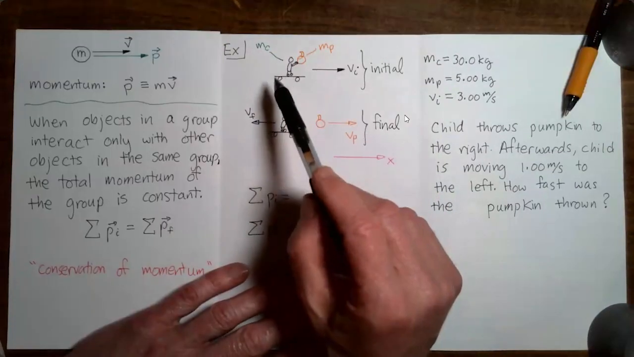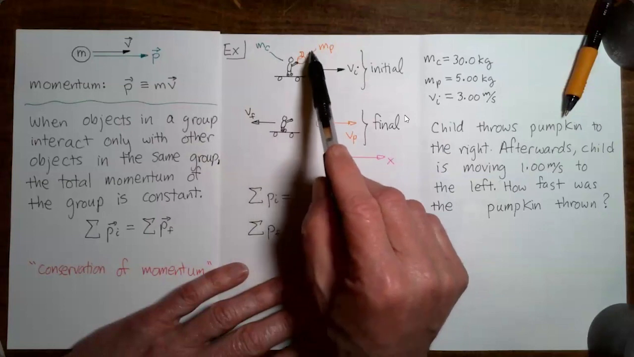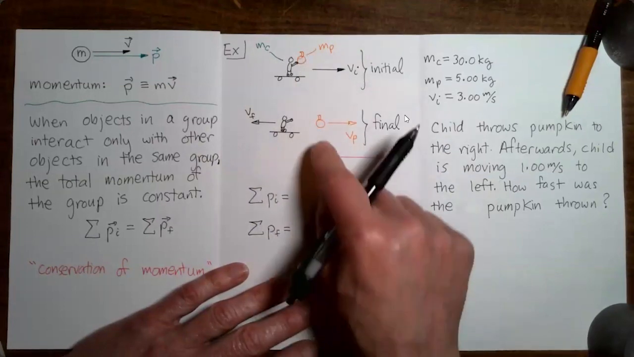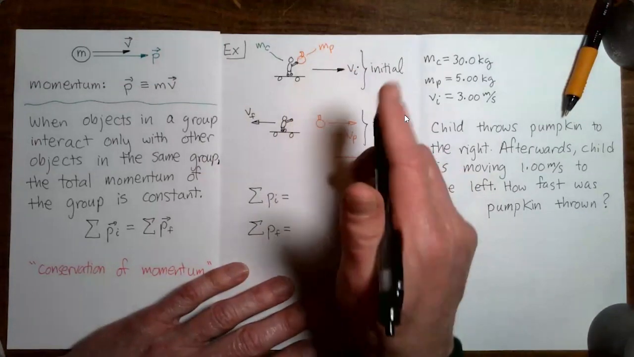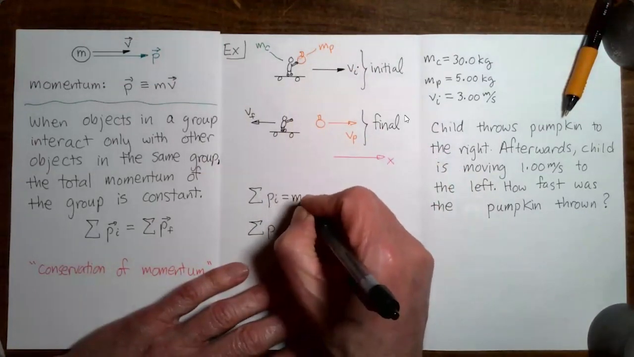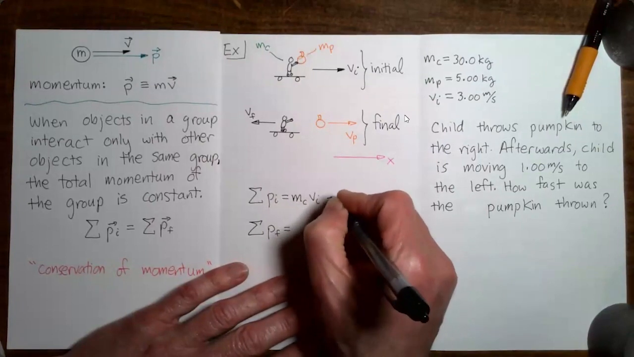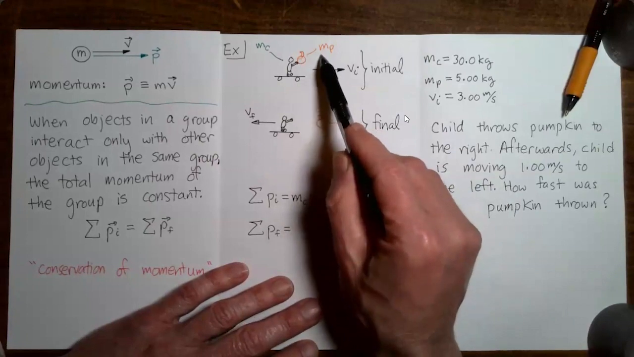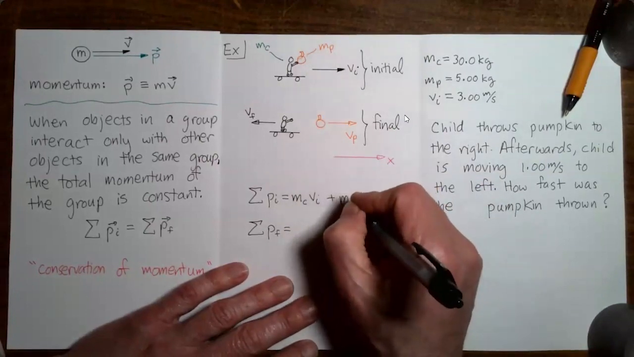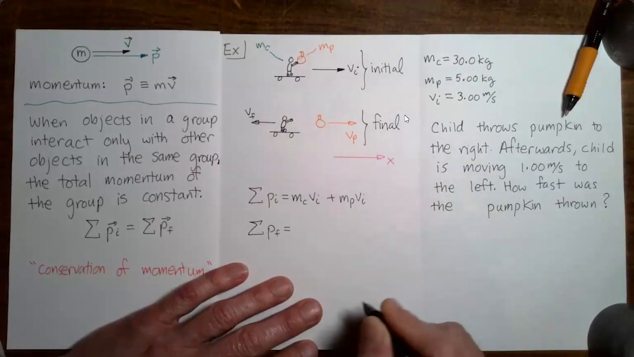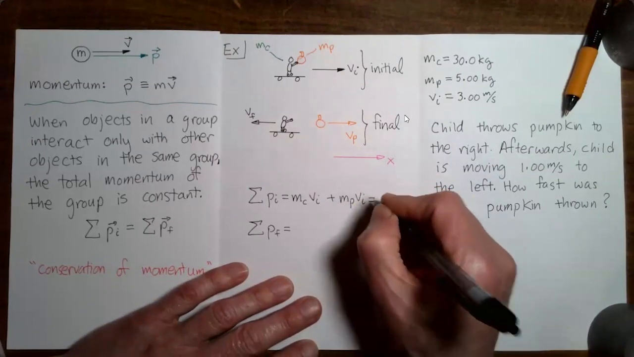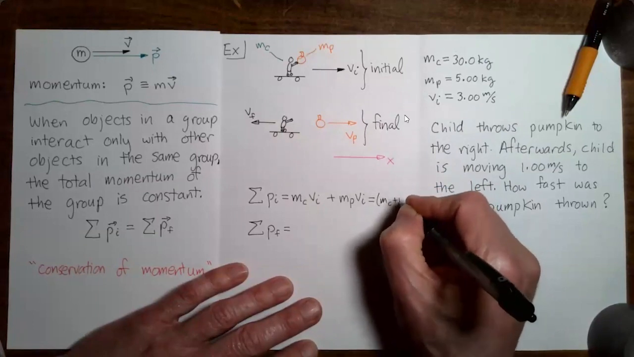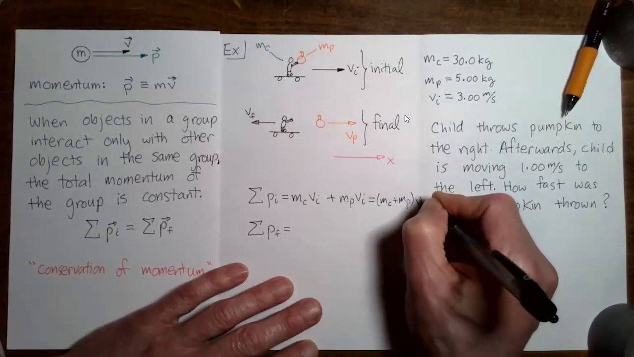In the initial situation, we have the child and the pumpkin moving together at velocity v initial. So I can write down an expression for the momentum of the child. That would be mass child times v initial. I add to that an expression for the momentum of the pumpkin. That would be mass pumpkin times v initial. Notice that these two terms can be combined into mass child plus mass pumpkin, times v initial.